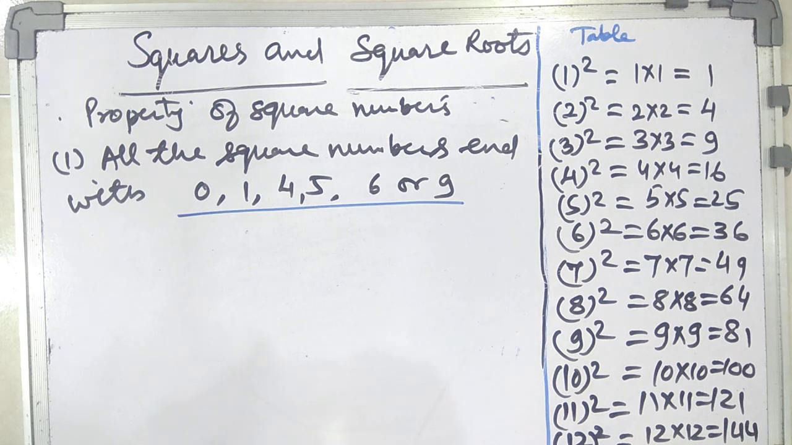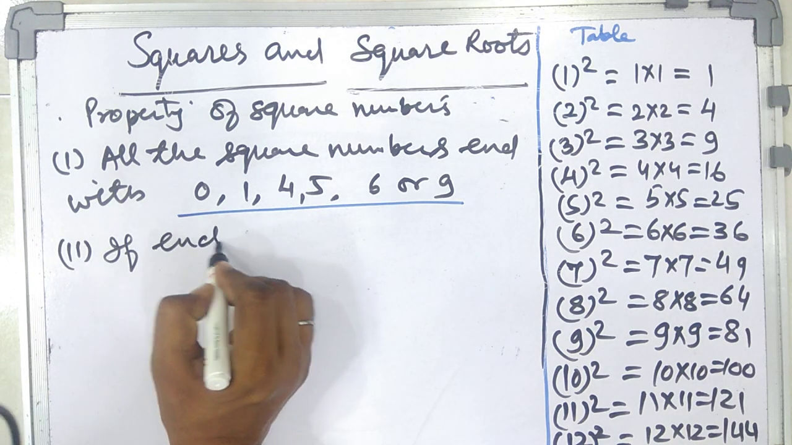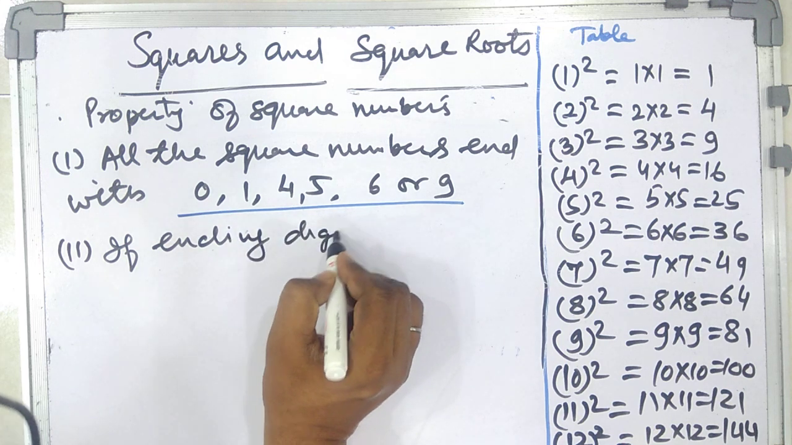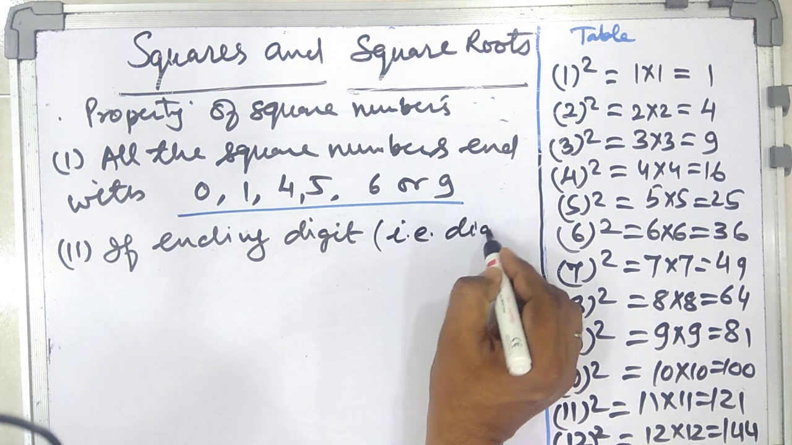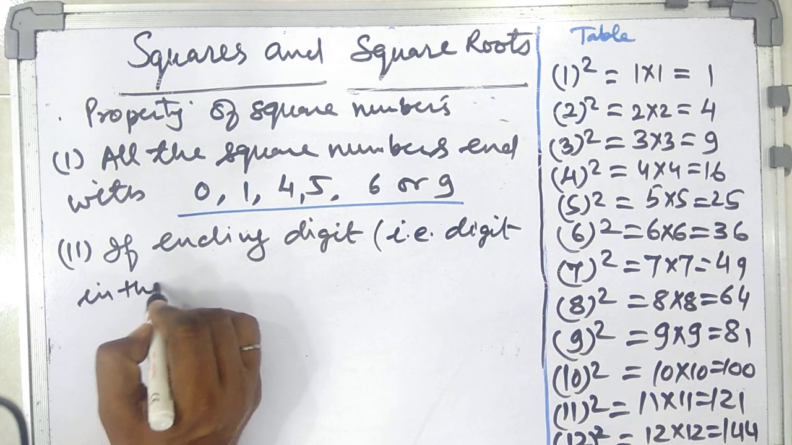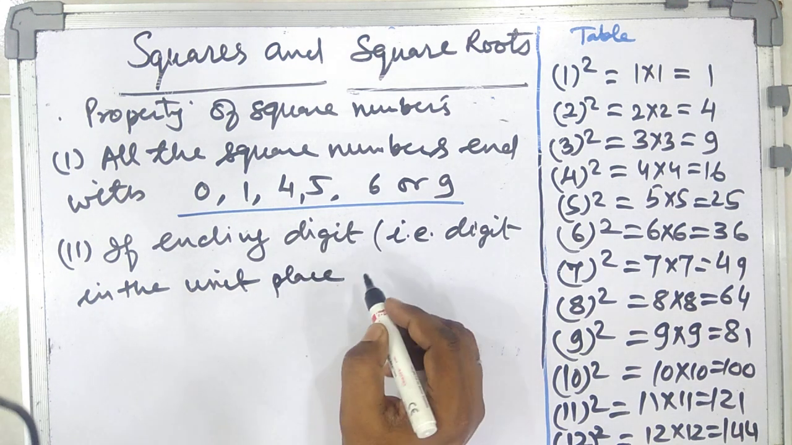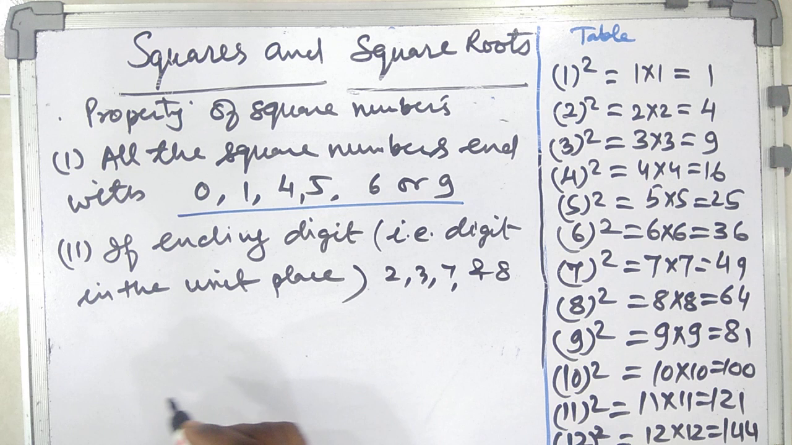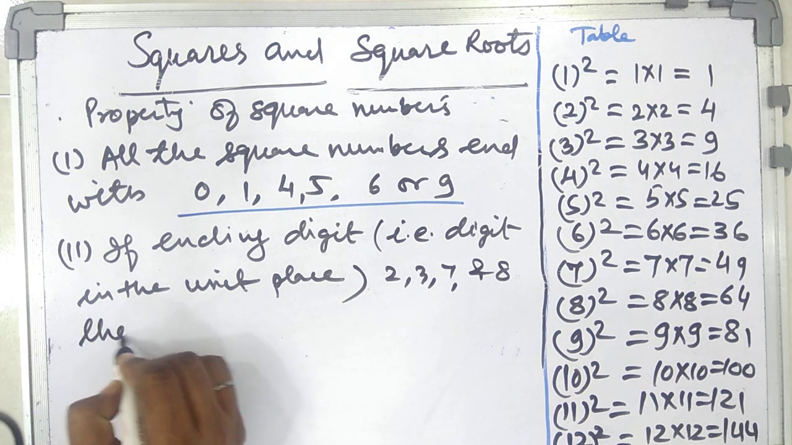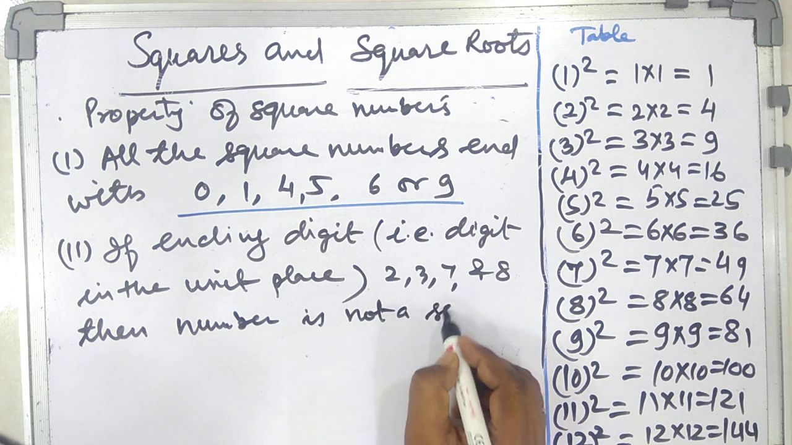Second property: if the ending digit, that is the digit in the unit place, is 2, 3, 7 or 8, then the number is not a square number.